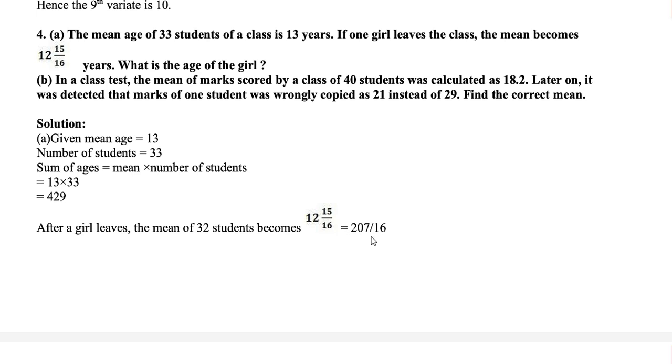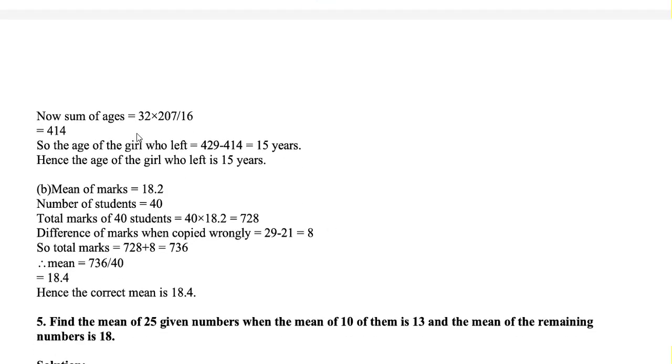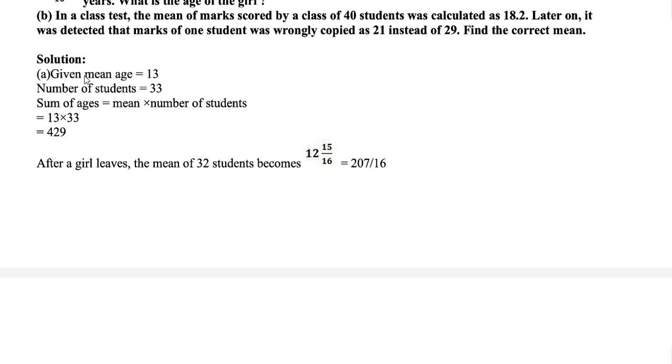207 by 16. Now multiply by 32 to get the new sum of ages. So 32 into 207 by 16, that comes to 414. The age of the girl who left will be the previous sum of ages minus the current sum of ages, that is 429 minus 414, that comes to 15. So 15 years will be the answer. Come to the next question.